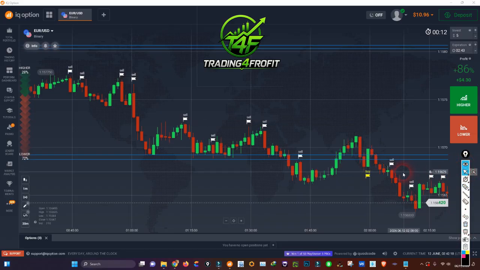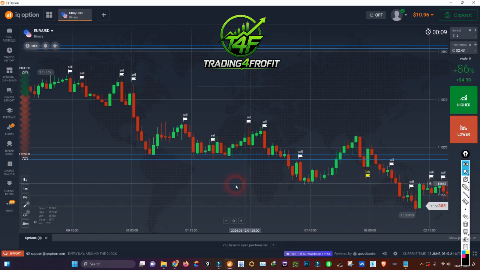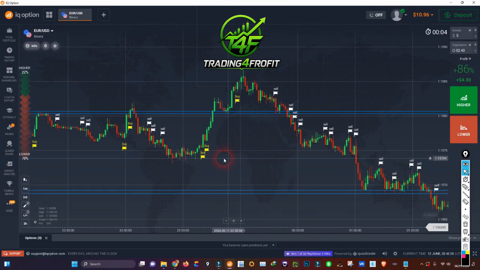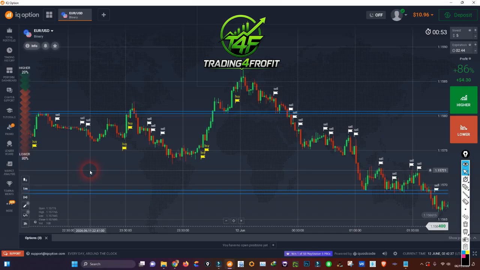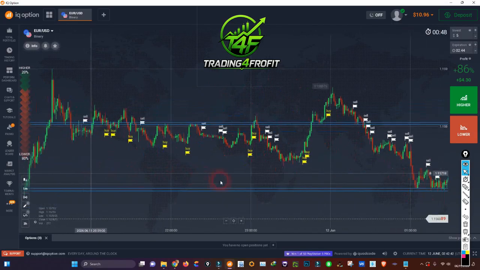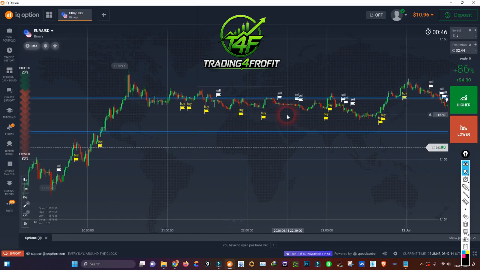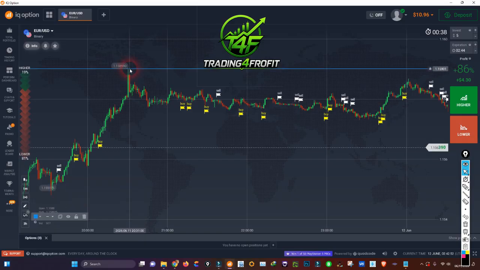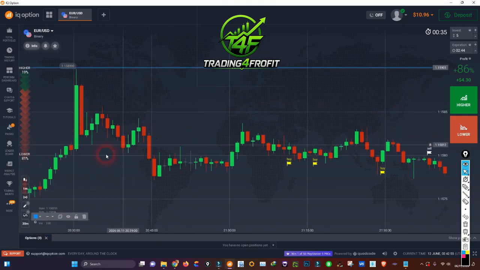So drawing your levels is very important to know where you enter from. If you want to draw a level, you have to draw it from a level that is obvious, that everybody can see. You can blindly see the level, because if you cannot, that means it is not a good level. Everybody in the world is watching that level, and markets will return from that same level. For instance, let's say this is the highest point of the market, this whole market.